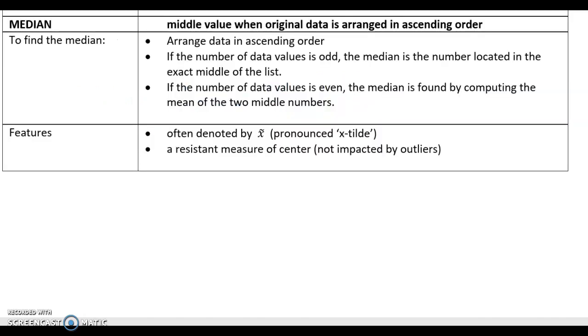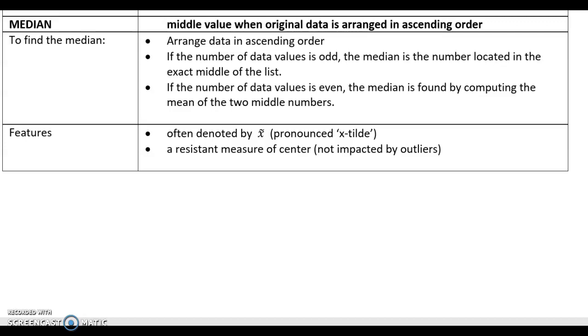Another measure of center we can explore is the median. The median is the middle value when you arrange your data from smallest to largest, which is called ascending order. So how do we find the median? We arrange our data in ascending order, and then there are two different processes. If there are an odd number of data items, then the median is going to be the number located in the exact middle of the list. If there are an even number of data items, the median is found by computing the mean of the two middle numbers, because you'll be divided into two groups and there's no exact middle value.